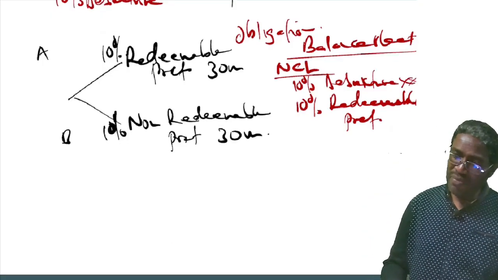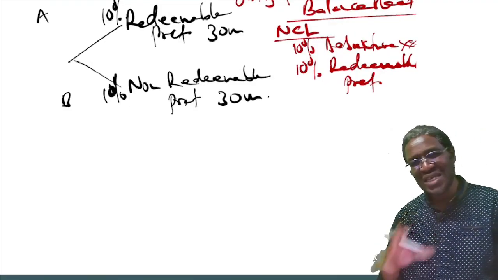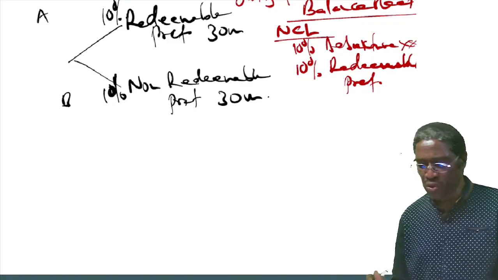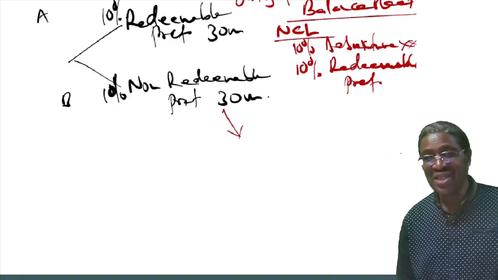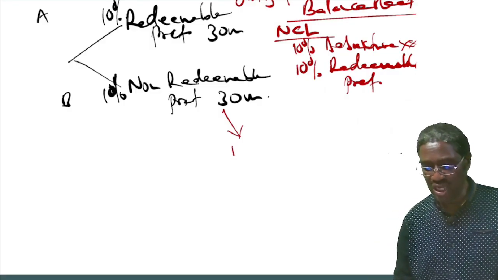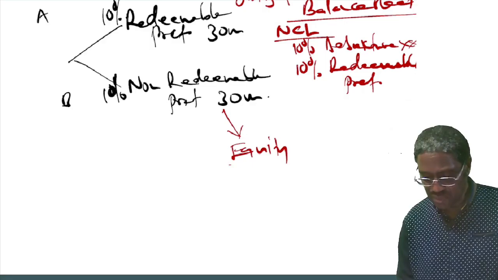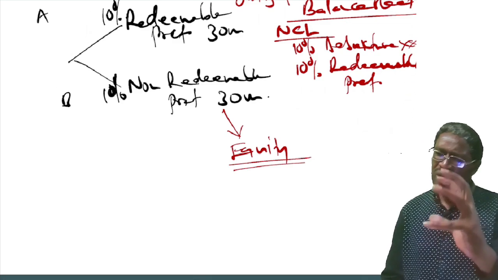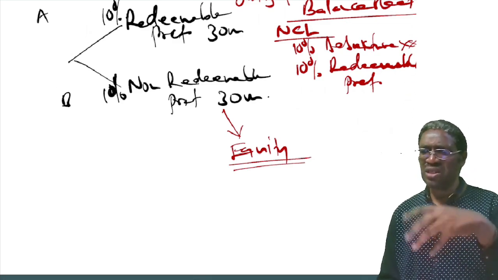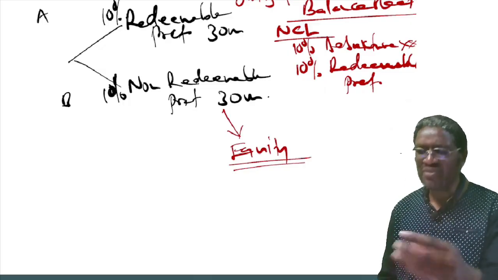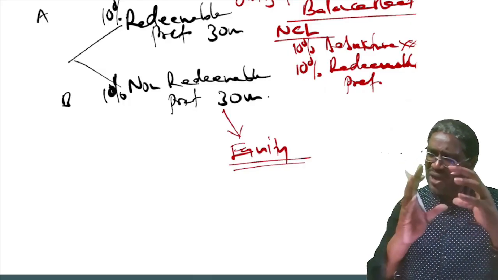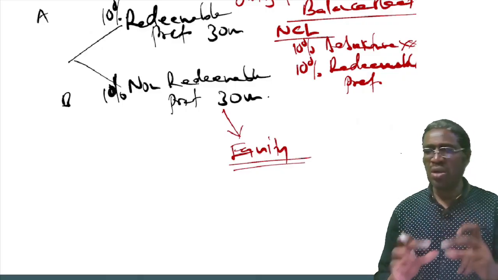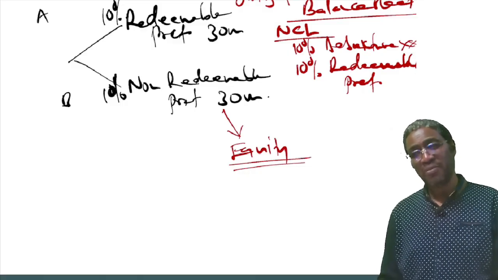Now, for company B, when they issued a non-redeemable preference share, they did not have an obligation to pay back. So for them, that 30 million, they will treat it as part of capital, or in other words, as part of equity. Meaning, where you as company B, you show your ordinary share capital in the balance sheet, reserves, share premium, revaluation reserve, it is among those ones that you now put in your non-redeemable preference share.